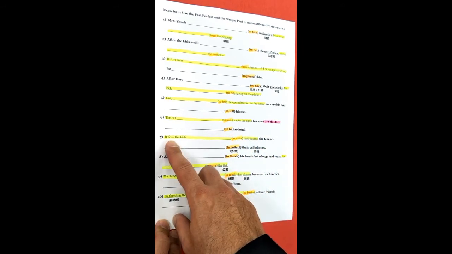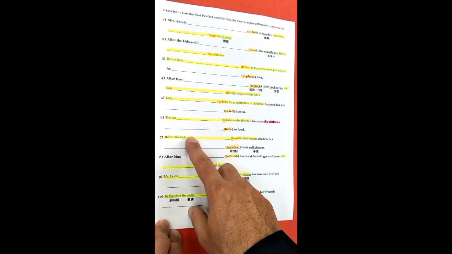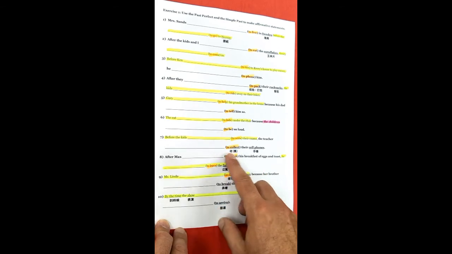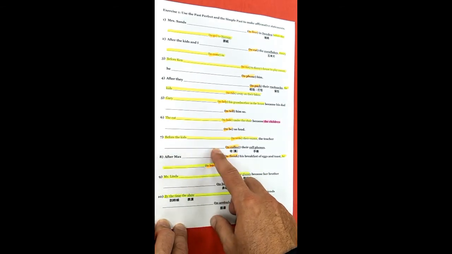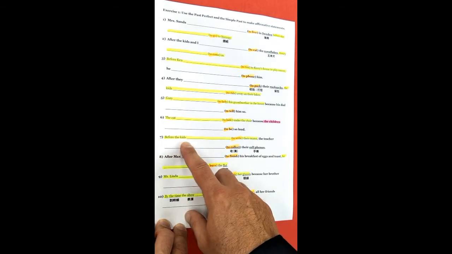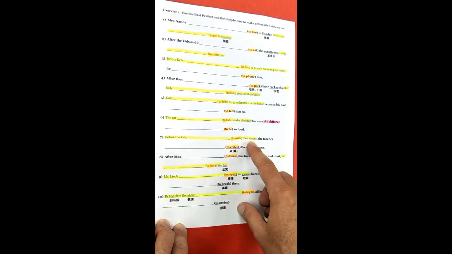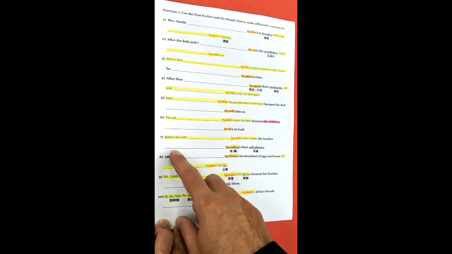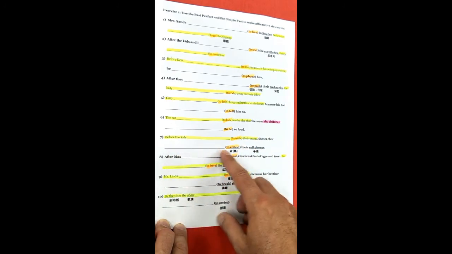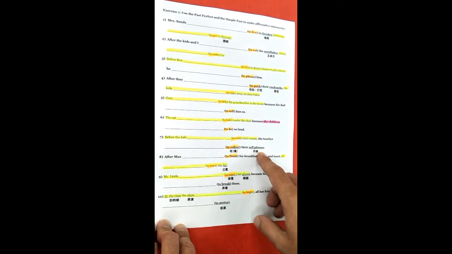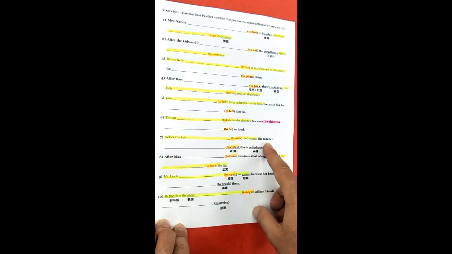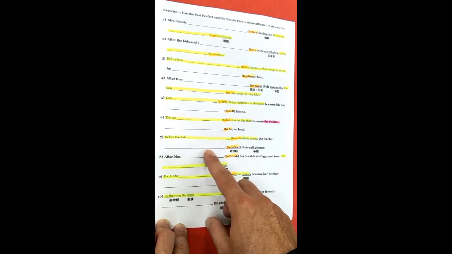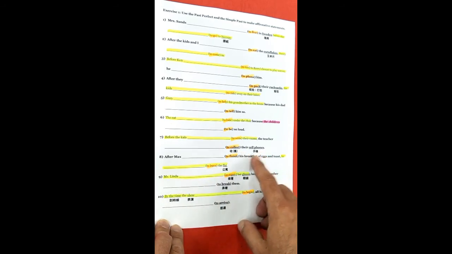Number 7, to write. Write, wrote, written. To collect. Collect, collected, collected. Before the kids wrote their exams, the teacher had collected their cell phones.